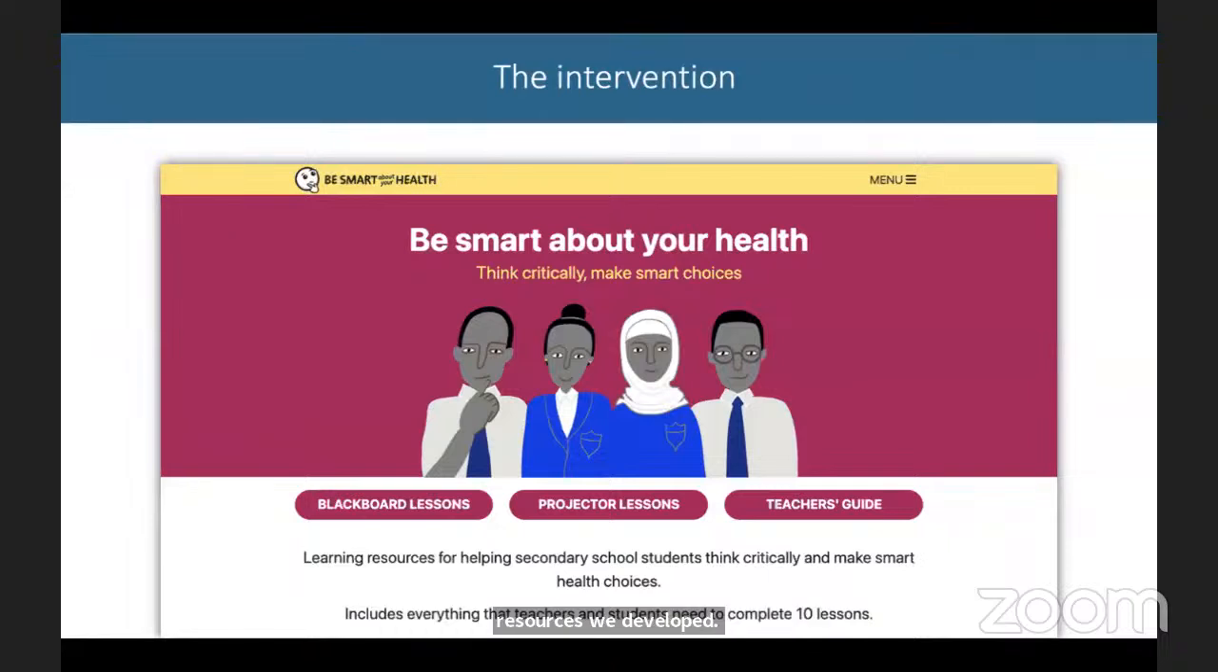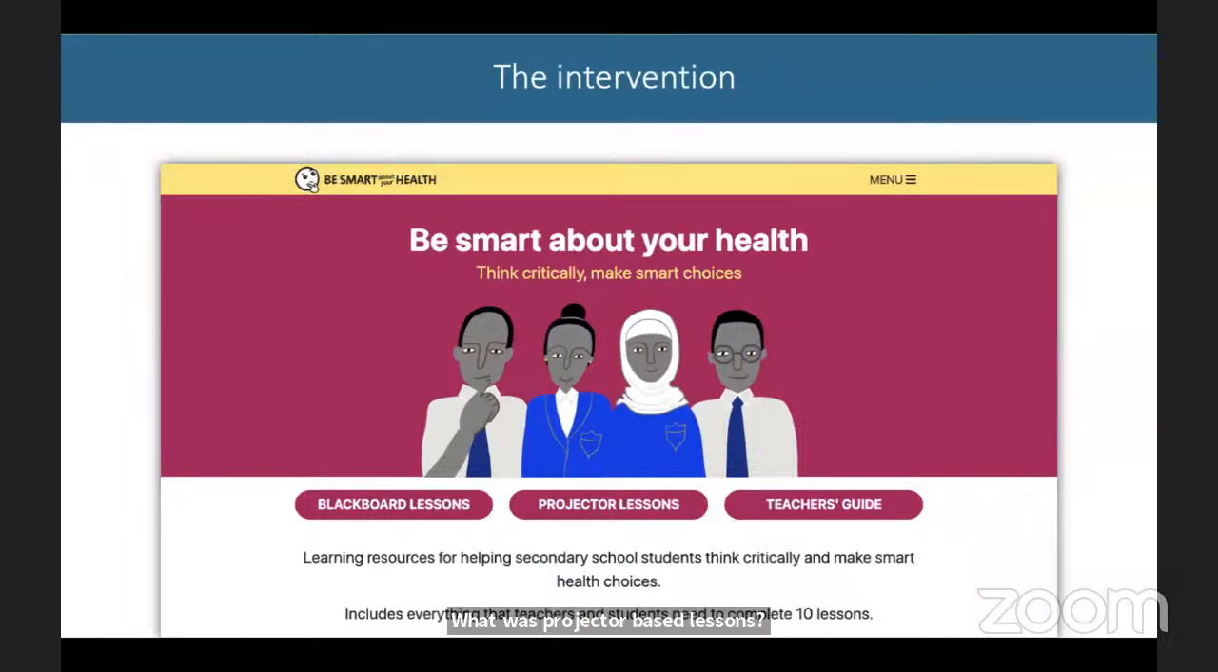We ended up having an intervention that depended on the ICT conditions in East Africa: Kenya, Uganda, and Rwanda. It was necessary to develop learning resources that were low cost, but also low tech, requiring less internet and technology. Therefore, we ended up developing two sets of resources: Blackboard-based lessons, and projector-based lessons.